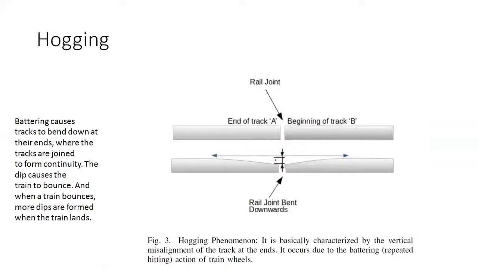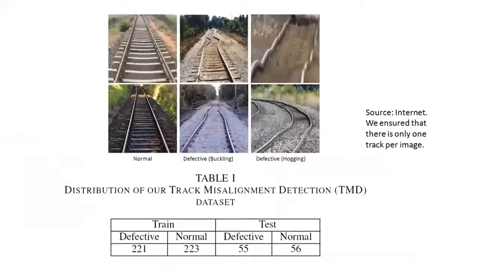The vertical misalignments can happen due to hogging. In hogging, at the ends of the railway tracks where they join, a bend happens, as you can see in this figure. When railway wheels pass over such bends, that causes a small jump. When they land on the remaining portions of the railway tracks, further dips happen, which leads to vertical misalignments.